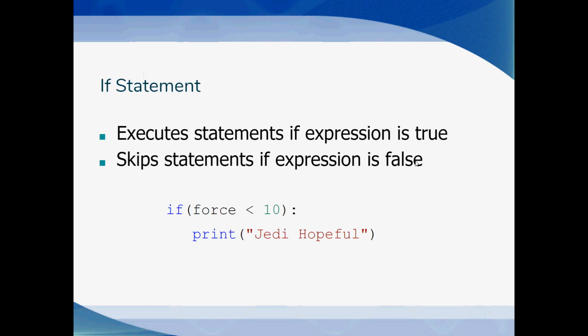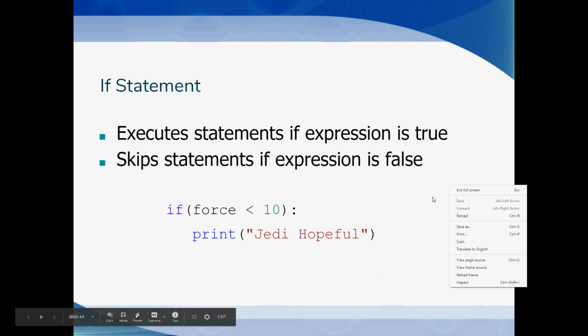Now I can use those operators in what's called an if statement. An if statement executes statements if the expression is true, and it skips statements if the expression is false. So here I have an if statement with a little Star Wars reference for us. If the force is less than 10, we want it to print out Jedi hopeful. If I have a variable force, and maybe it's a random number, maybe it's an inputted number, but it's set to 50, 50 is not less than 10, so it would not print this statement at all.